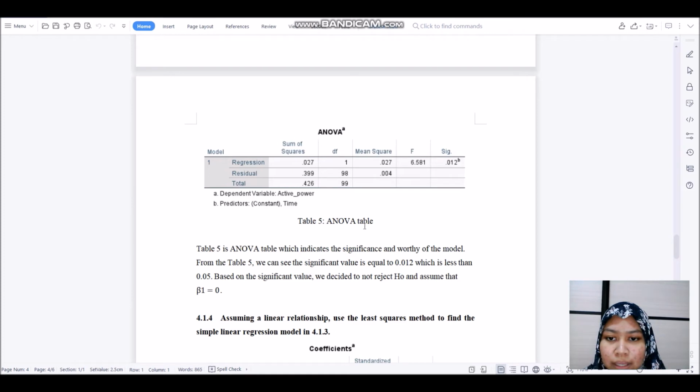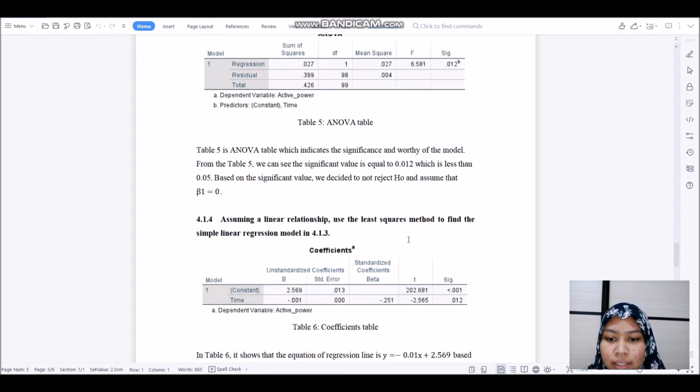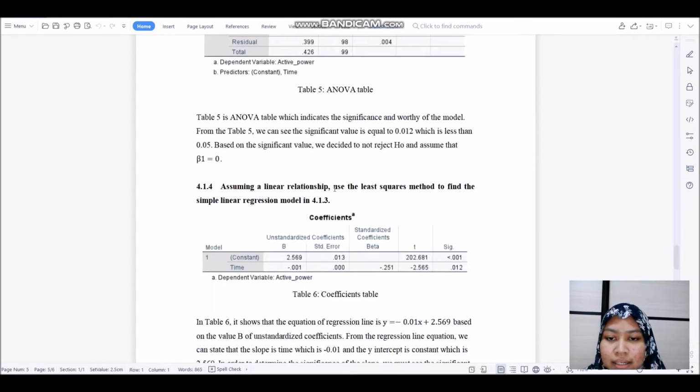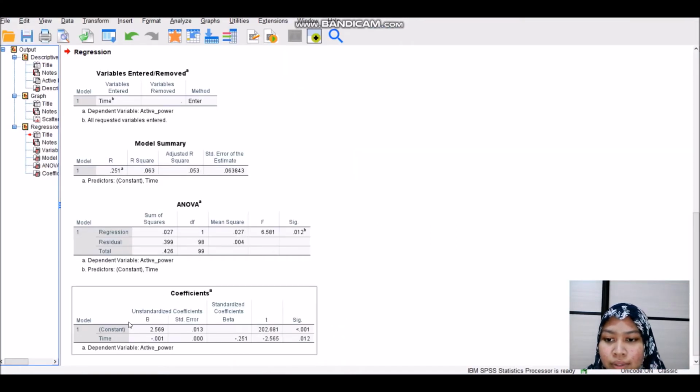Table 5 is the ANOVA table, which indicates the significance and worthiness of the model. From Table 5, we can see the significant value is equal to 0.012, which is less than 0.05. Based on the significant value, we decided to reject H0 and assume that beta 1 is not equal to 0. Next is assuming a linear relationship, use the least squares method to find the simple linear regression model in 4.13. So here is the table.